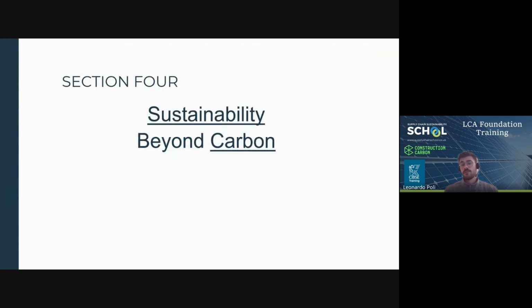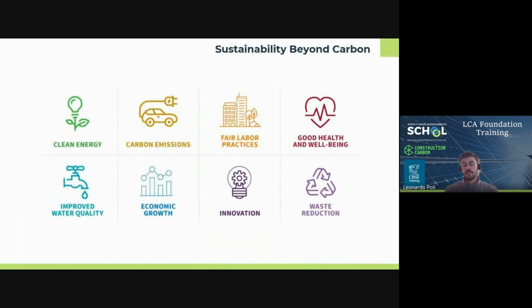The final part of this presentation surrounds sustainability beyond carbon, or all the aspects apart from the global warming potential that professionals in construction should consider for a building to be deemed sustainable. So the link between carbon reductions and the existential threat of climate change means that carbon reduction tends to be prioritized over the sustainability metrics.